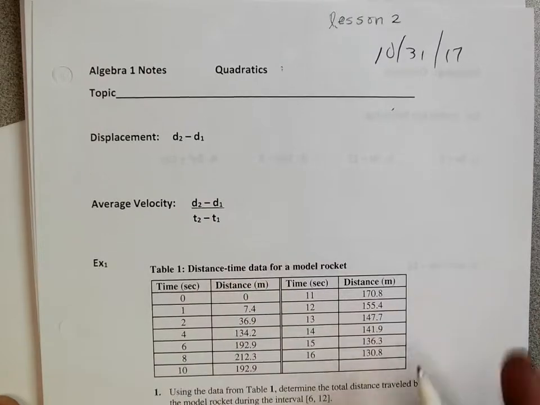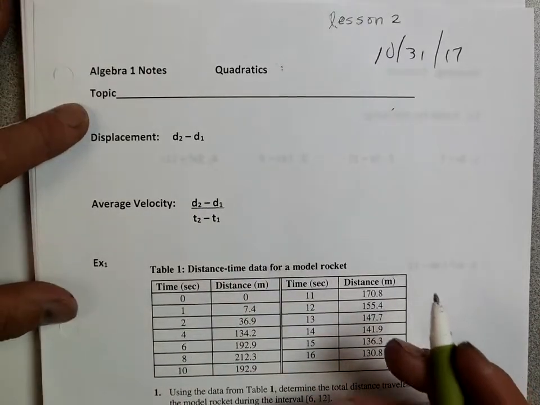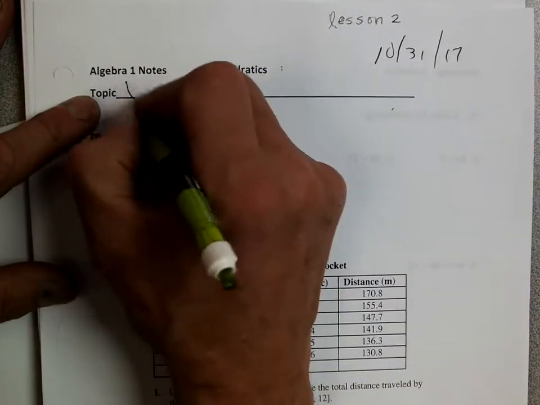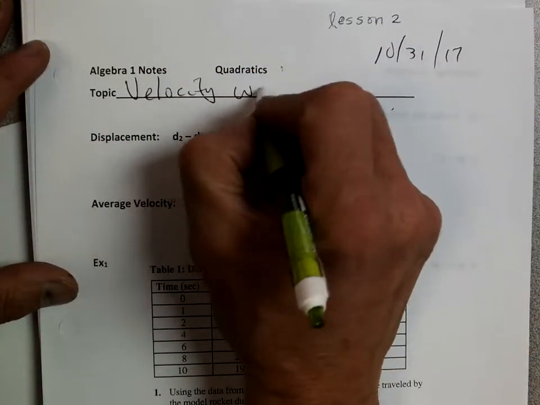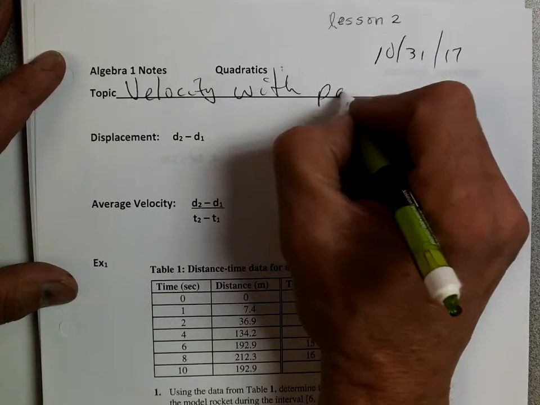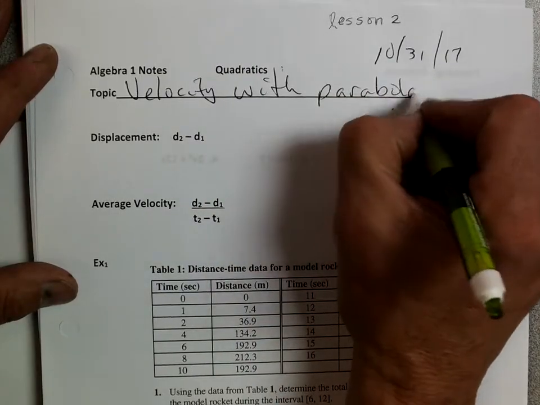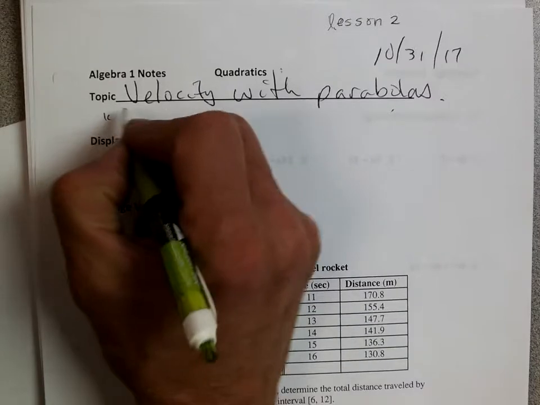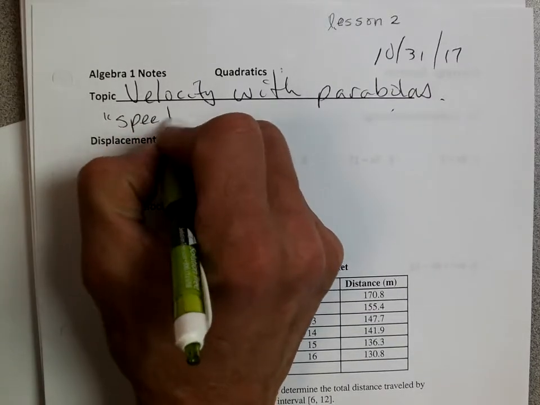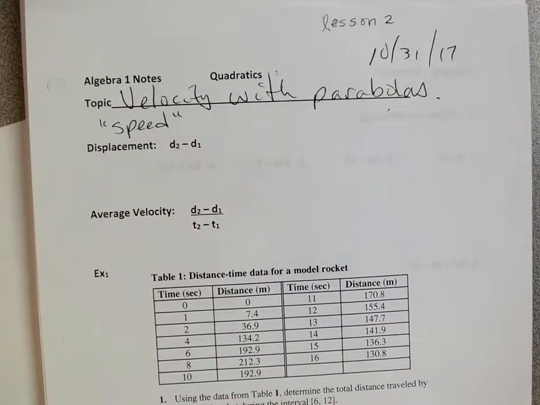So anyway, the topic today is we're going to talk about velocity, velocity with parabolas. Write that down, velocity with parabolas, okay? It's kind of weird. When you hear the word velocity, you want to think speed. Speed, velocity, and swimming. But speed and velocity are very closely related.